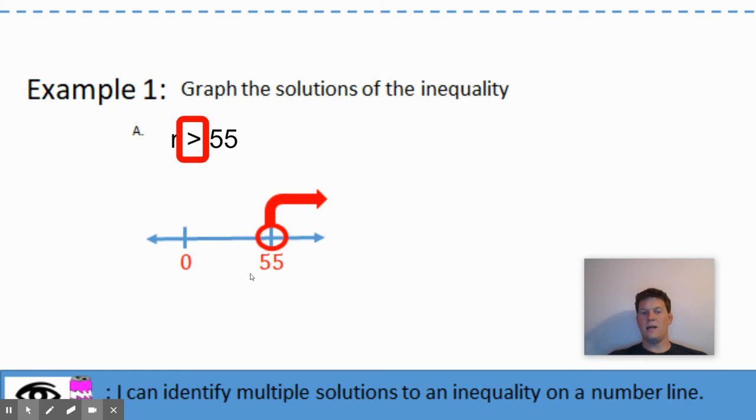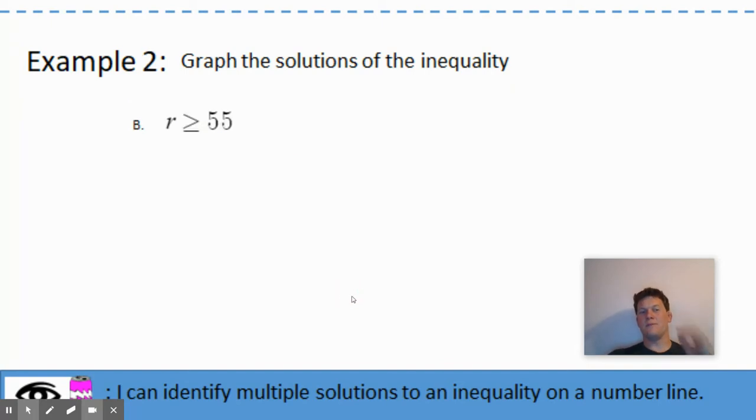Notice my lazy mathematician number line. I have 0 and then our number in relation to 0. So not super detailed. Let's go to our second example.